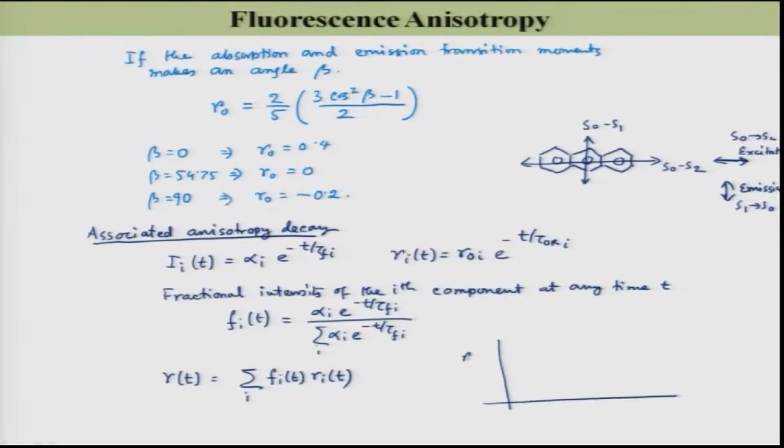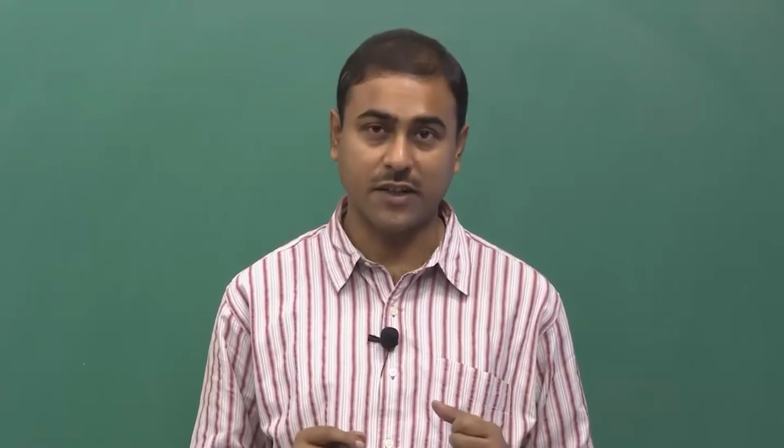So, if I now plot r of t as a function of t over here, then it could look like this, or it could look like this. So, it does not look like a simple anisotropy decay, but this is because of two or more different fluorophores present whose environments are quite different.